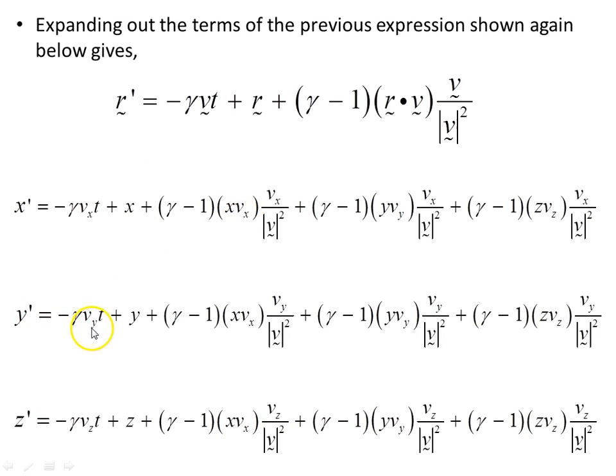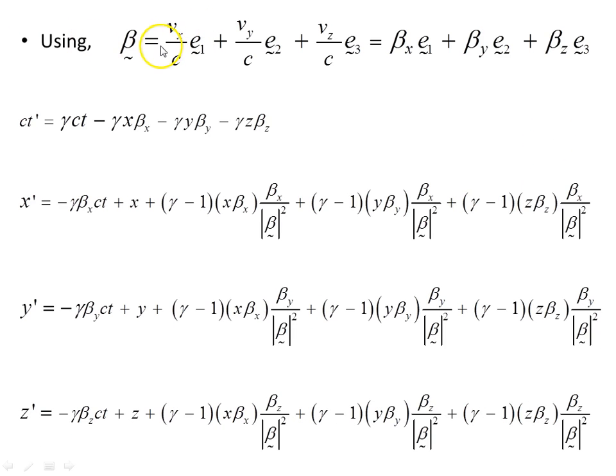Y prime will be minus gamma vy, y, vy, vy, and then the scalar product again in here. Z prime will be vz here, z, vz here, vz there, and the scalar product in here, multiplied by the gamma minus 1 factor. Next line, next page over, we're going to try and tidy this up a bit. We're going to use beta vector form as v subscript x over c e1, plus this term, or it can be more conveniently written as beta subscript x e, and then each of the basis vectors, just there.